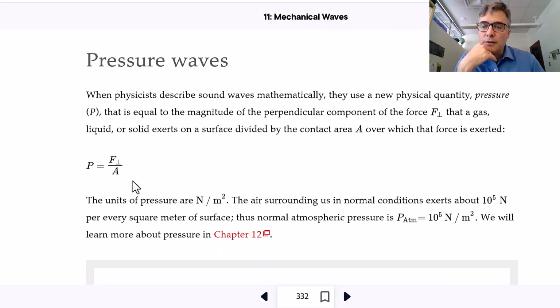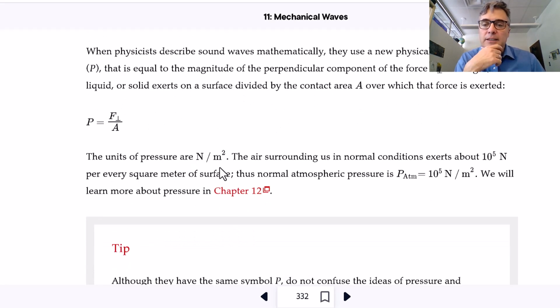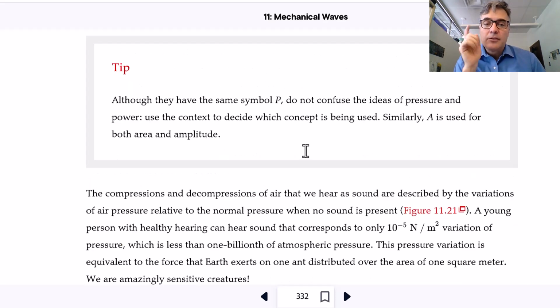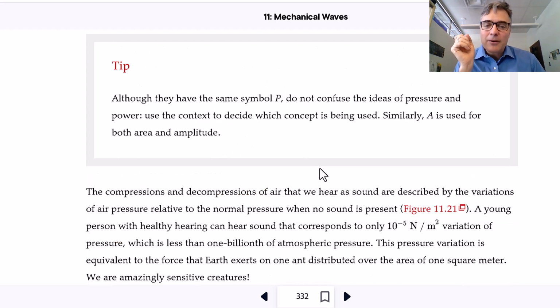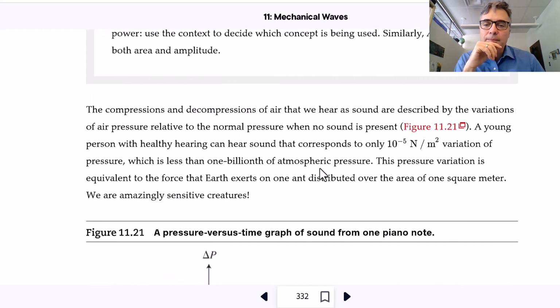So the pressure is defined as force divided by area, and that's newtons per meter squared. The air surrounding us in normal conditions has about 10 to the power 5 newtons per square meter of surface. That's called atmospheric pressure. Don't confuse pressure with power. They both use the letter capital P.